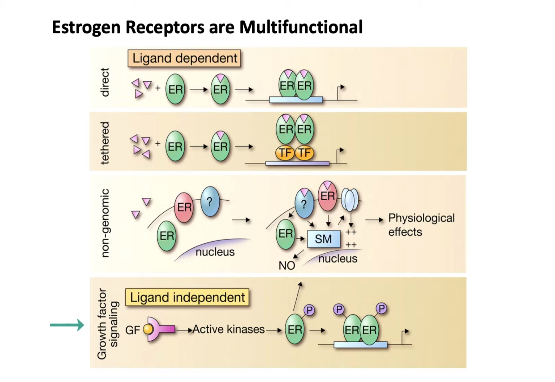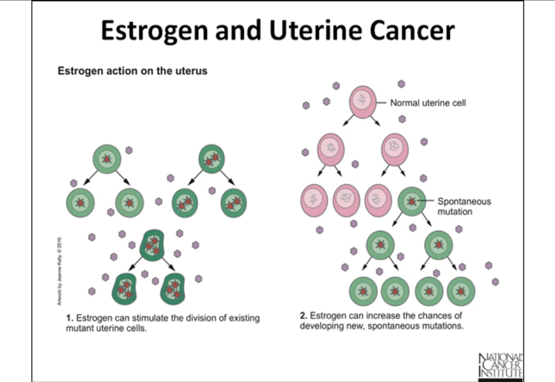So the estrogen receptor, if it's phosphorylated, when it's activated by protein kinases, it can also act as a transcription factor and increase transcription. So it's pretty varied and very, very active at promoting transcription in cells. It can affect uterine cancers in a couple of ways. One is that it can stimulate division of existing mutant uterine cancer cells. And so it can increase the size of the tumor by increasing cell division and activity of those cells.